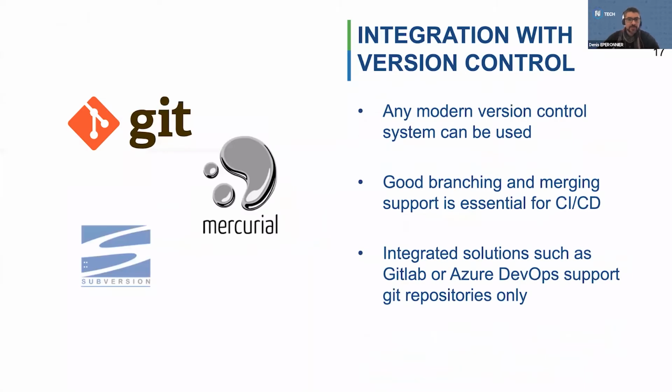Another concept is the integration with version control. Any modern version control system can be used, as long as it has good branching and merging support, and the CI/CD system will work efficiently. It is better to use a distributed version control, such as Git or Mercurial, because they offer more flexibility and possibilities. Some solutions such as GitLab and Azure DevOps only support Git repositories. So it's of course a very popular tool, but this also drives the decision in selecting the correct tool.